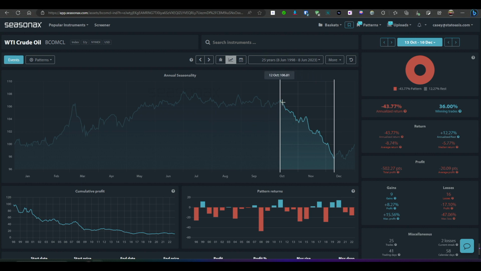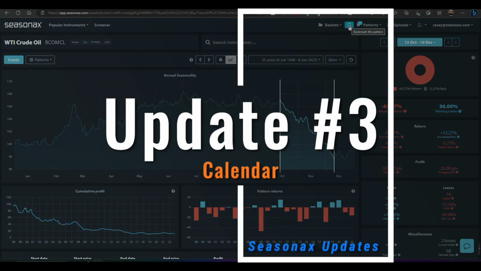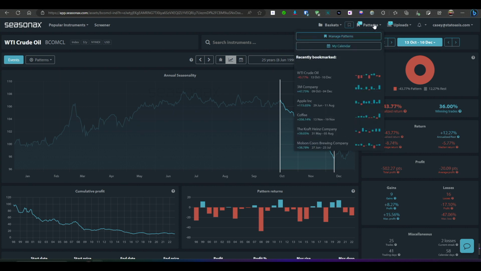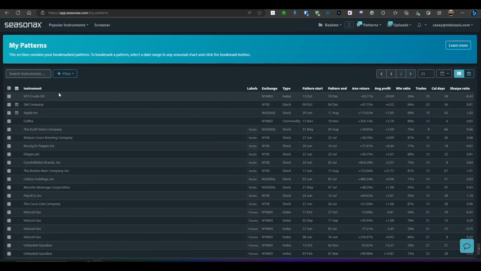And let's say I like this pattern. So the next feature we have is we can save this pattern. If you go here, this is the bookmark. So if I bookmark this pattern, now it's saved in my patterns. The nice feature now is if we go to patterns, we can go to manage patterns, and this is my recent pattern. So now if I click on it, or any number of patterns that I have saved, I can add them to my calendar.